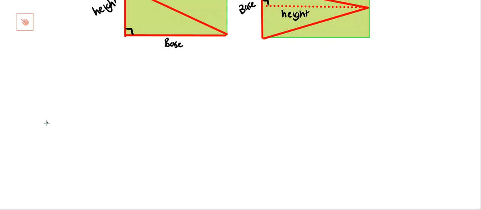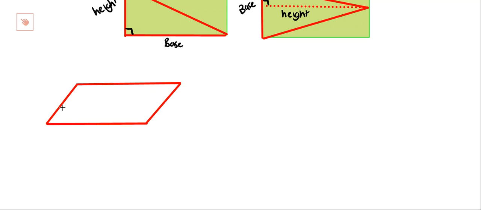parallelograms. Okay, so if we have a parallelogram, try to be careful to draw it actually as a parallelogram. Fair enough. So there's my parallelogram. So I've got this side is parallel to that side, and this side is parallel to that side. What's the formula for the area of the parallelogram?